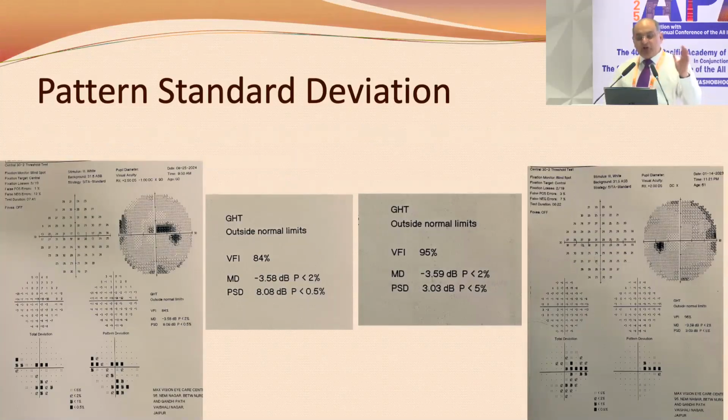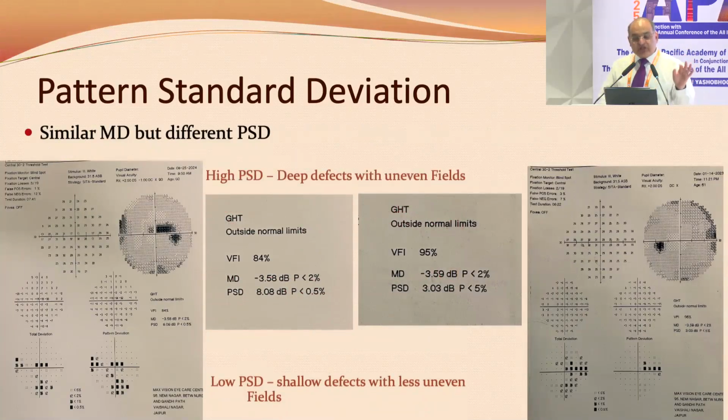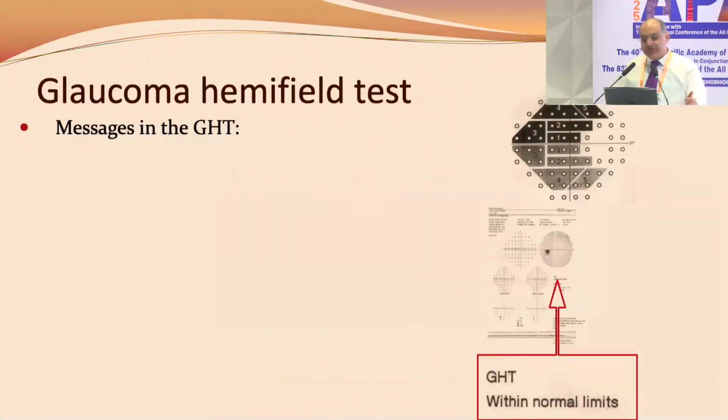Now we can see how the pattern deviation can play a role. In the field on the left side, we can see the mean deviation is similar in both, but the pattern deviation is higher on the left side as compared to the right side, because there is a lot of uneven hill of vision. There are a lot of crests and troughs in the hill of vision. So pattern is more coming out in the right visual field as compared to the left visual field.